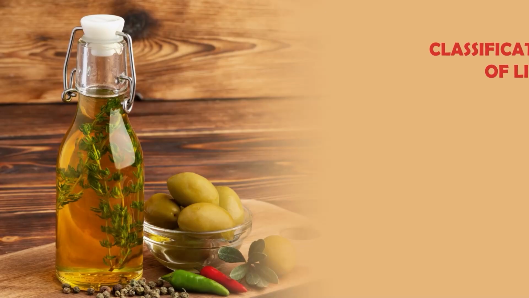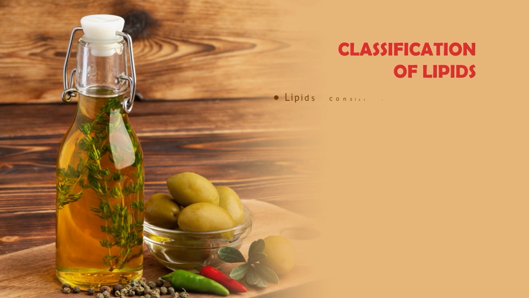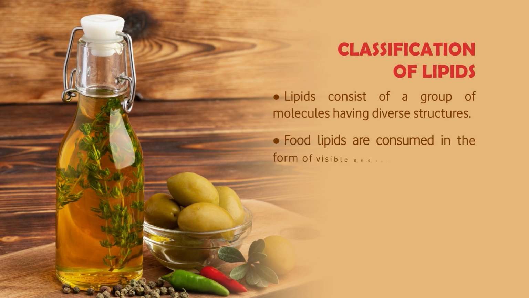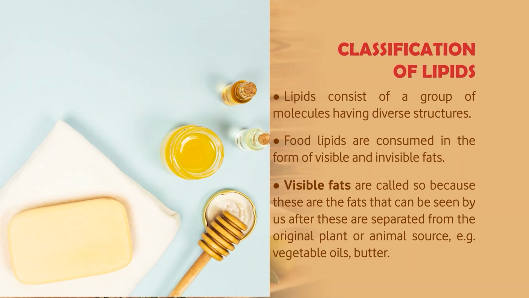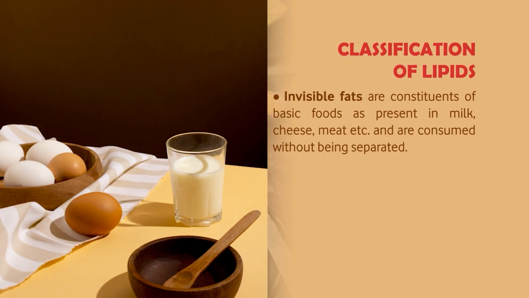Now, moving towards classification of lipids. Lipids consist of a group of molecules having diverse structures. Food lipids are consumed in the form of visible and invisible fats. So what are visible fats? Visible fats are called so because these are the fats that can be seen by us, after these are separated from the original plant or animal sources, like vegetable oils and butter. Invisible fats are constituents of basic foods as present in milk, cheese, meat, and are consumed without being separated.